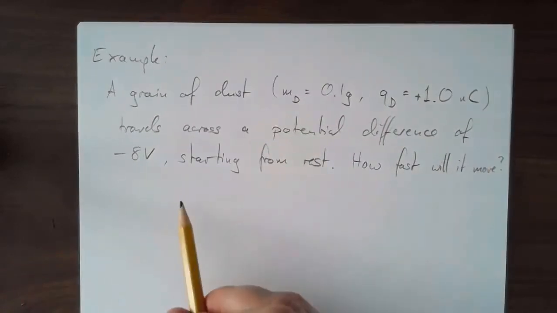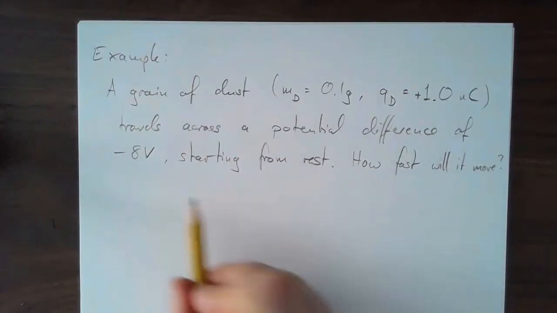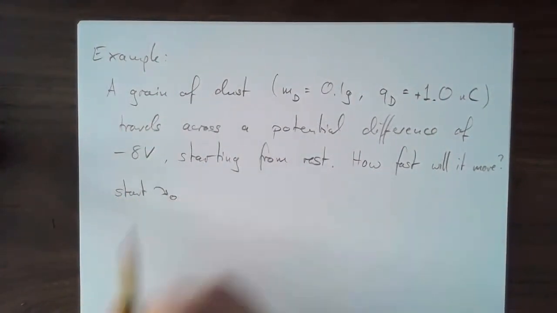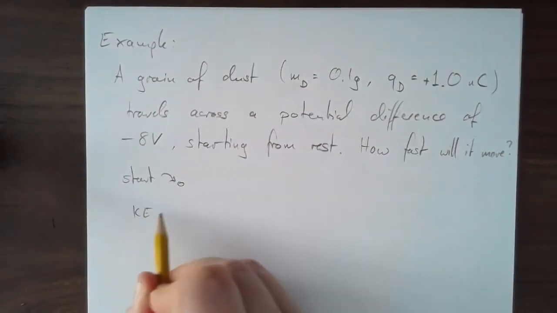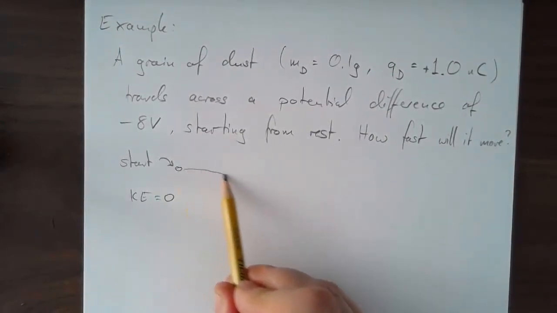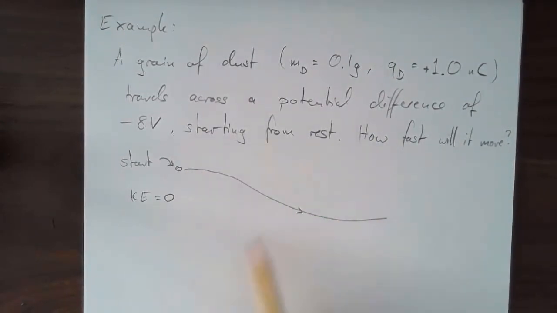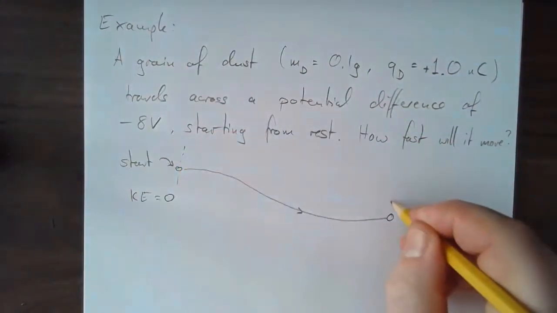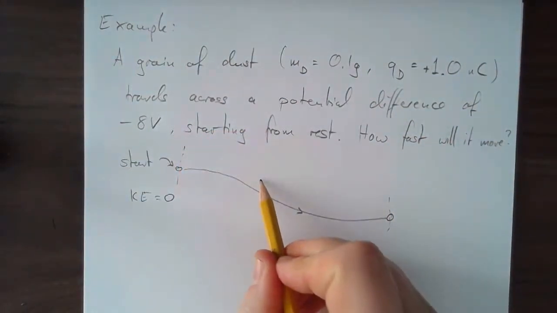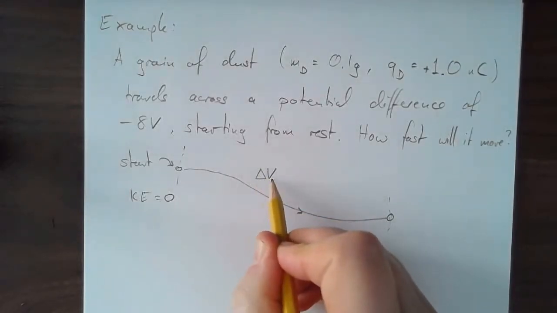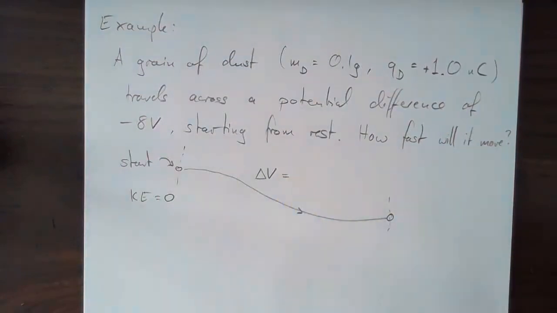So let's figure that one out. Initially, let's say it's over here. I don't know where it is. I don't know what distance it travels, but let's imagine we start here. So here, its kinetic energy is 0. It starts from rest. It travels, I don't care along what path. It doesn't say it's a straight line, doesn't tell me how long it takes, but somewhere from up here to down here, there's a potential difference, delta V, the change in potential, that is going to be minus 8 volts.